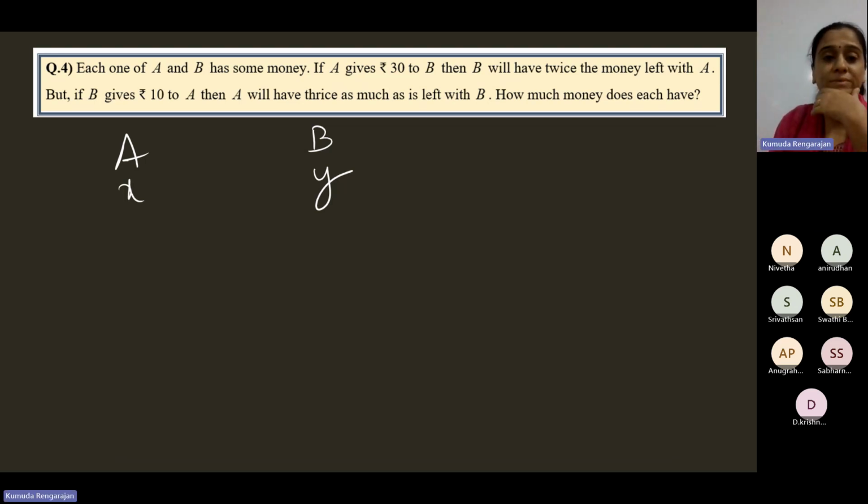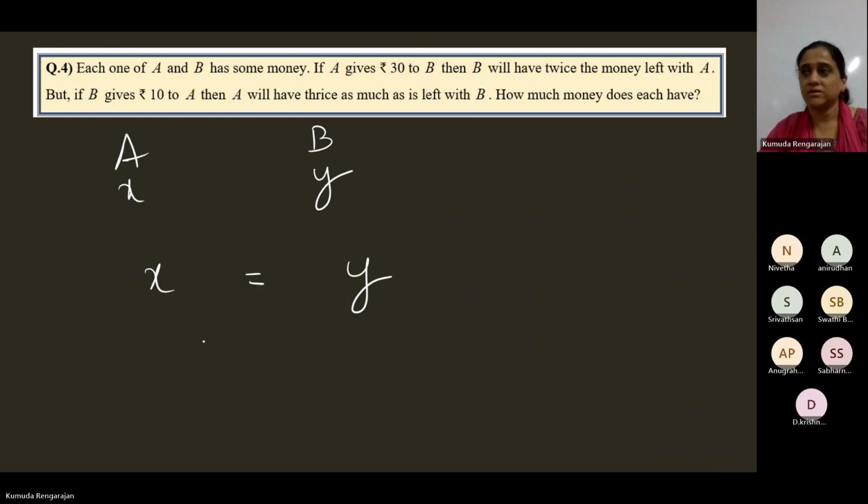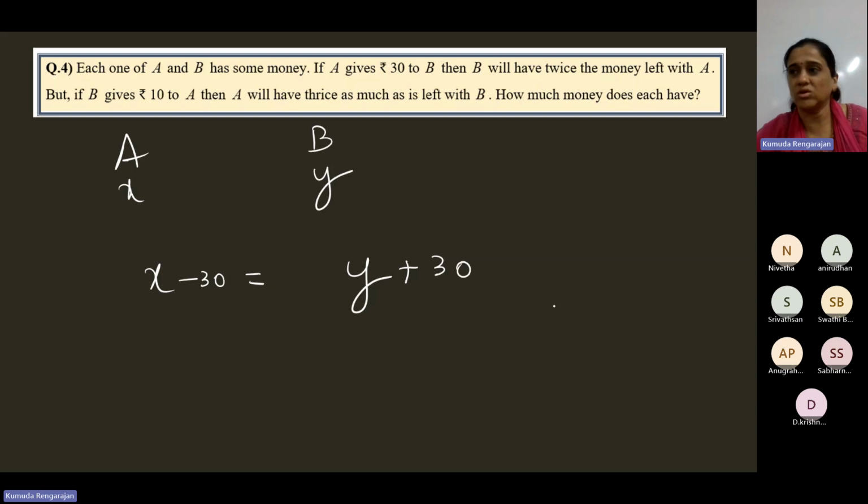Each one of A and B has some money. So let's say A has x rupees and B has y rupees. If A gives 30 to B, okay, so we'll write x on one side, y on the other side, and put an equal to sign in the middle. We'll just be ready with this. If A gives 30 rupees to B, so A is giving, no? And B is receiving. Sorry.